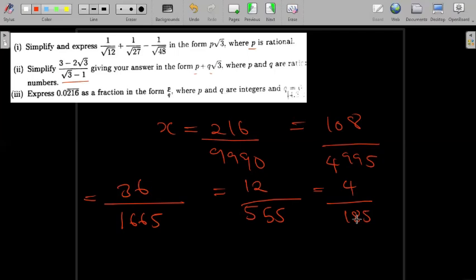Can any number go into both 7 and 555 without leaving a remainder? No, I'm guessing it's not going to go. So meaning you end there, to say, okay, I have simplified.